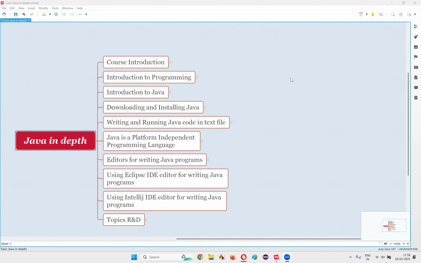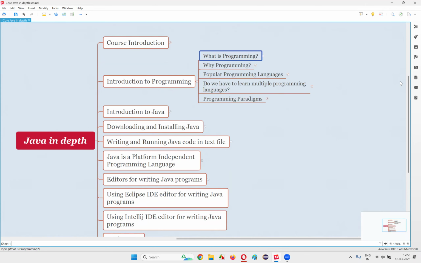In this session, I'm going to take you to the next topic, that is Introduction to Programming. Let's get started. So what is programming? Before we directly jump onto Java programming and how to understand Java, let's first understand what exactly is meant by programming. So what is programming, guys?